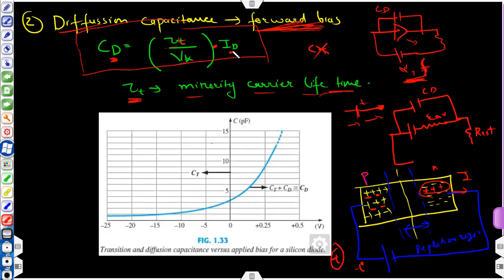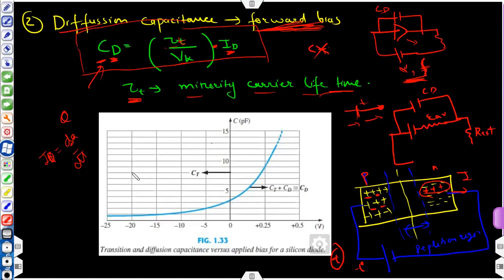And the greater the value of ID, you can see that CD is also directly proportional to ID. More value of ID means more charge is being pumped into the device, so more value of Q. ID is dQ by dt. So more value of ID, more value of Q, more value of C. Simple. Again, you have to remember this formula. We will not be deriving this.